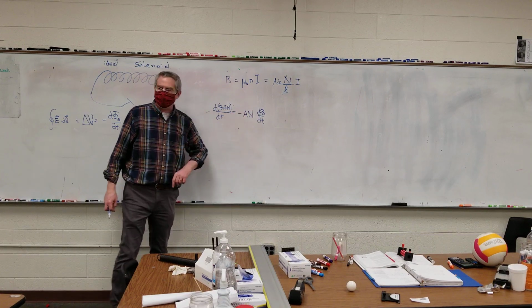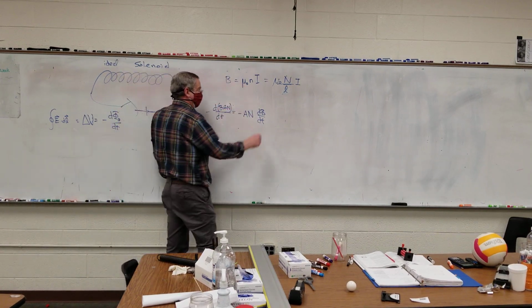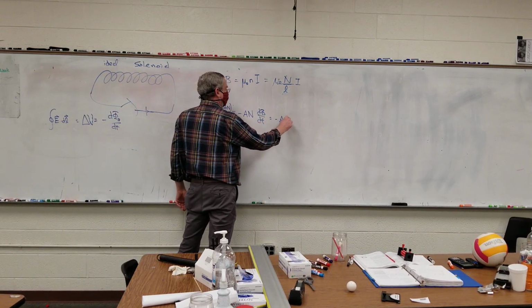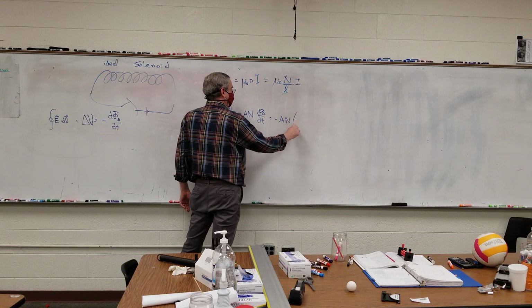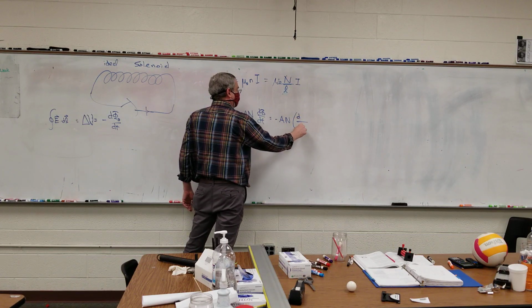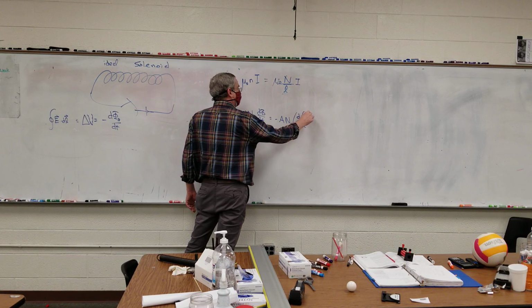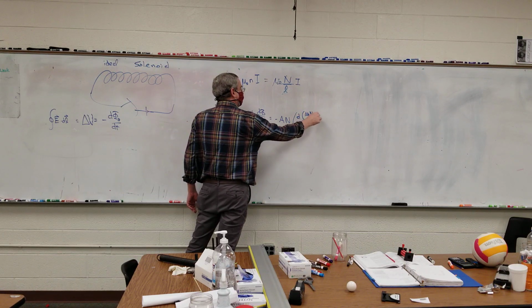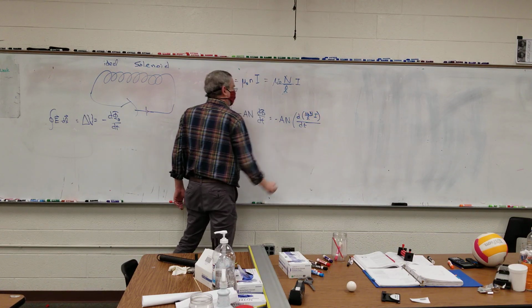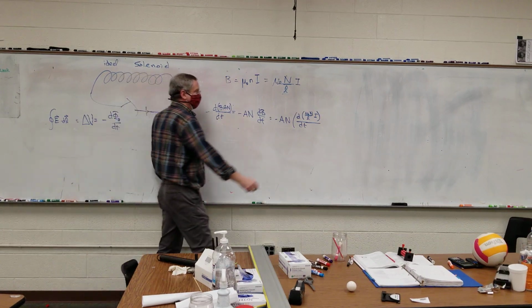I know what the magnetic field is because I have a formula right here. So negative A N times d/dt of mu naught big N over L times I, and let's close parentheses.